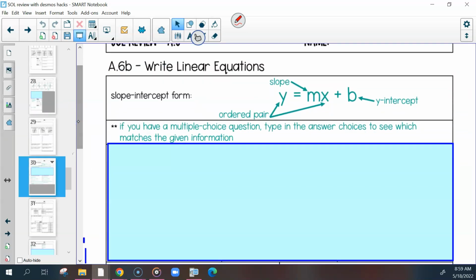For writing linear equations, that's your slope-intercept form. You have to know what each piece is, and know that your y and x are usually your ordered pairs or points you can put in. If you have a multiple choice question, type in the answer choices to see which matches the given information. So if it asks which of these functions is this equation, you could put them in and see which one matches.